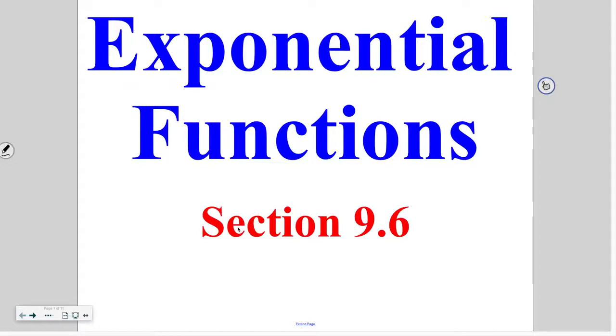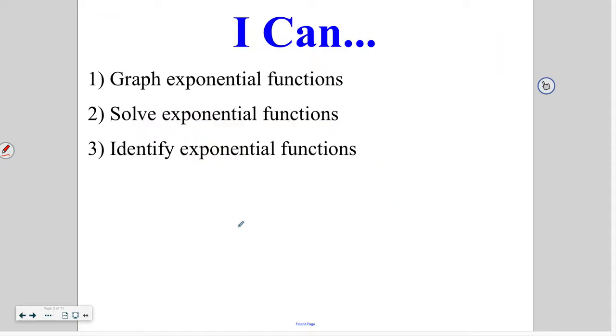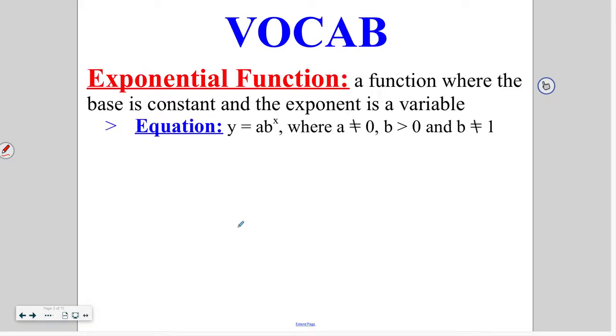Hello class, today we're going to talk about section 9.6, which is exponential functions. By the end of today's lesson, you will be able to graph exponential functions, solve exponential functions, and identify the difference between exponential functions and linear functions.